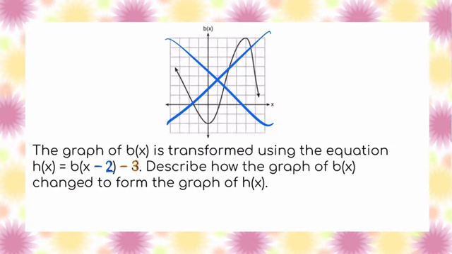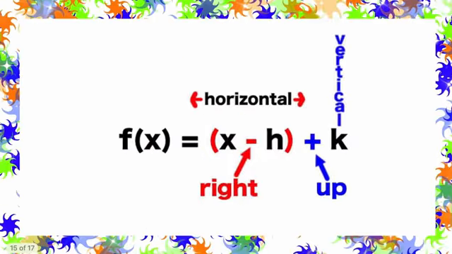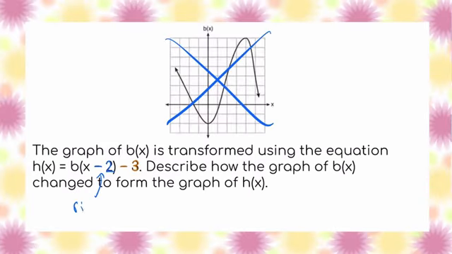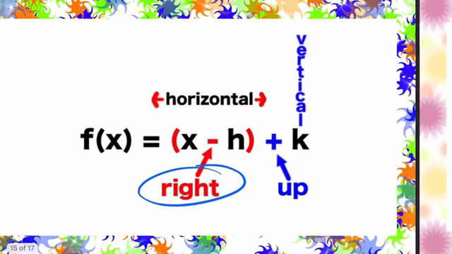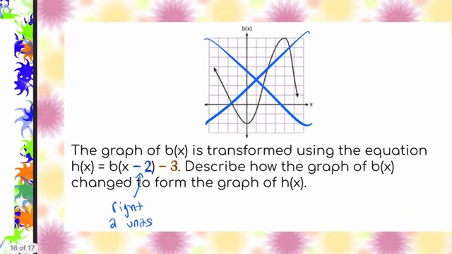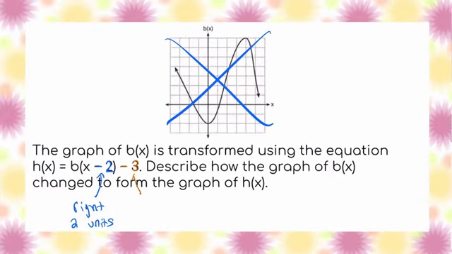So a minus 2, I'm going to draw an arrow here, inside the parentheses. Remember, minus inside parentheses is to the right. So we're going to say right 2 units. And a minus 3 on the outside of parentheses. Well, if plus is up, minus is down. And you would get 2 points on the regents for something like this.